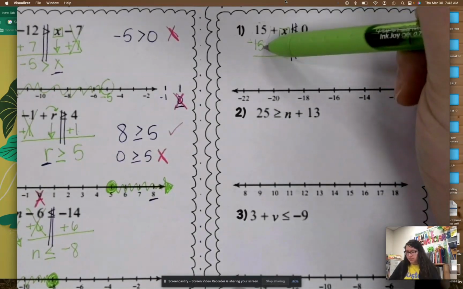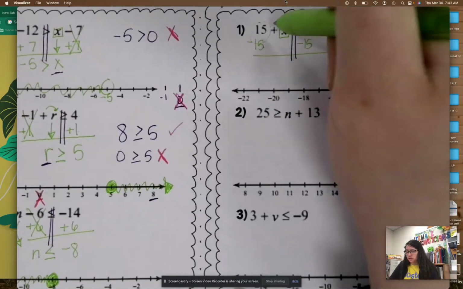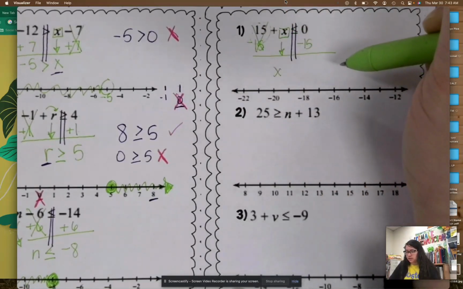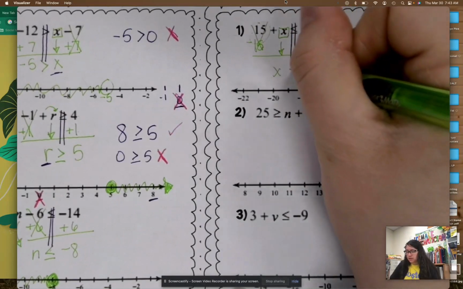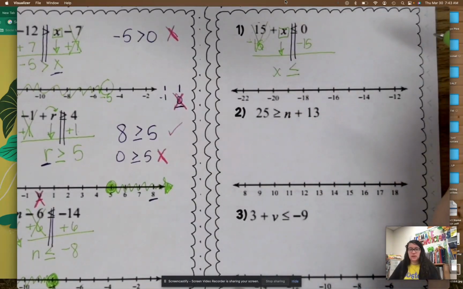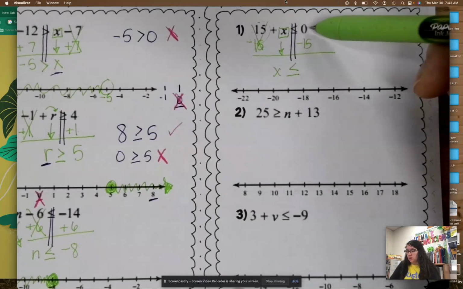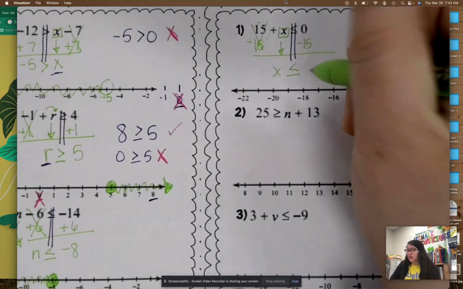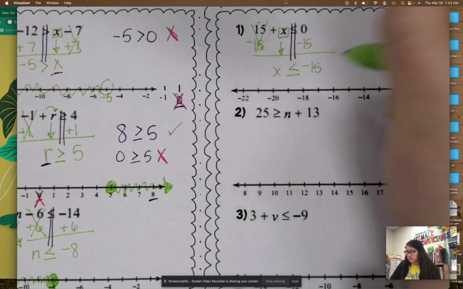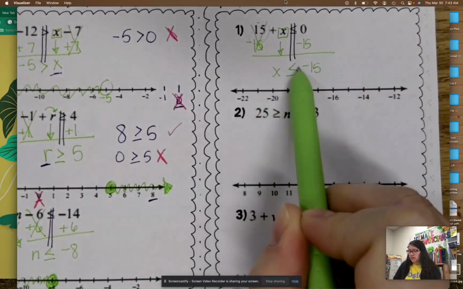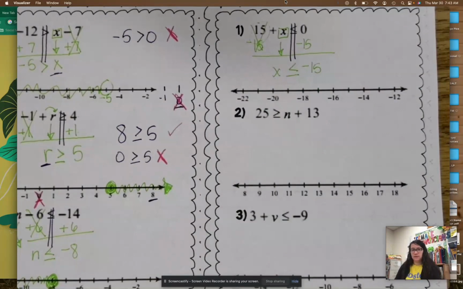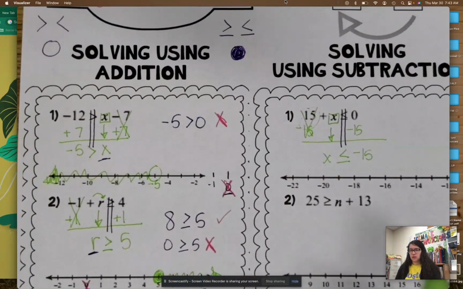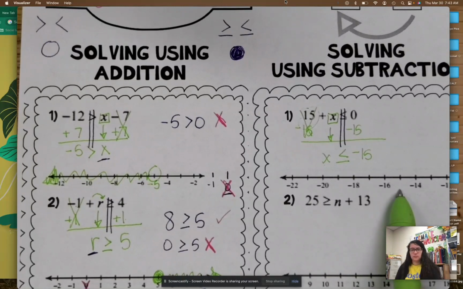Those 15s are opposite, so they cancel each other out. I bring down my x. I bring down the same inequality, less than or equal to. And then what's 0 minus 15? Negative 15. So I get x is less than or equal to negative 15. Open or closed circle on my negative 15?